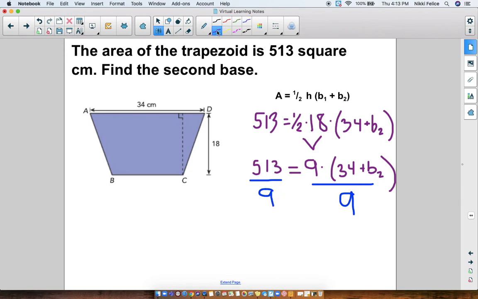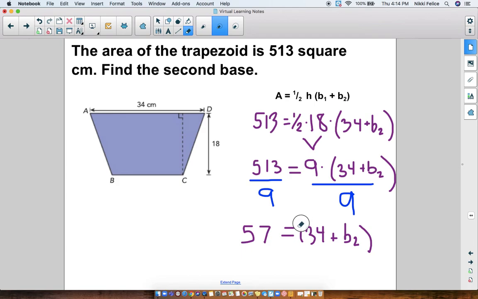So when you do 513 divided by 9, that will leave just the 34 plus B2 over here. And over here, when we do 513 divided by 9, we get 57. So now I know 57 equals 34 plus B2. This is a one-step equation, and technically you don't even need these parentheses right here if you don't want them. I can get rid of them. This is a one-step equation now. So I'm just going to subtract away 34 because that's the opposite of addition, minus 34.